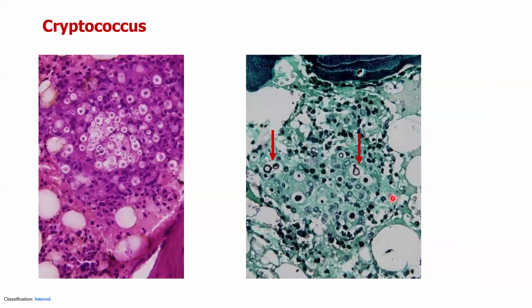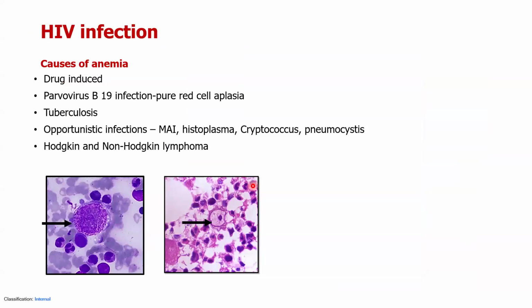Similar to this is cryptococcus. Cryptococcus also can show granulomas in the bone marrow biopsies, but these are much larger than the histoplasma, and the capsule of these cryptococcal organisms can also be picked up with silver methenamine stain.